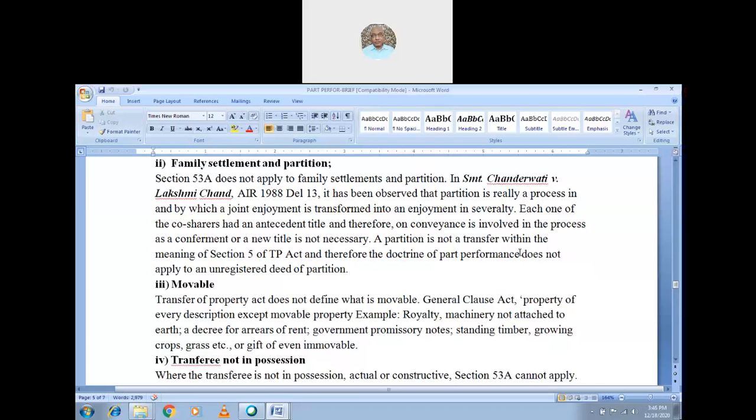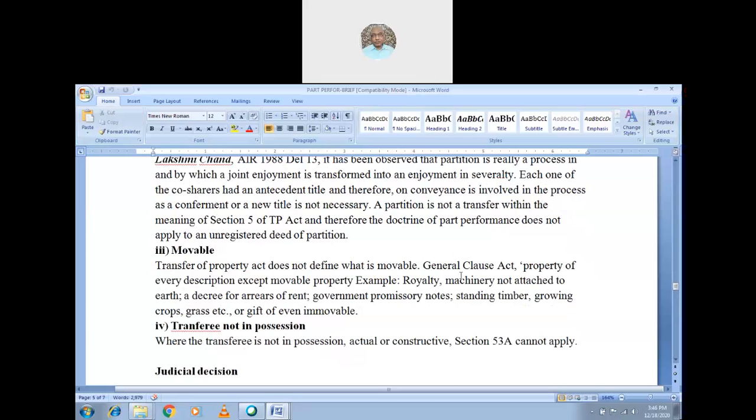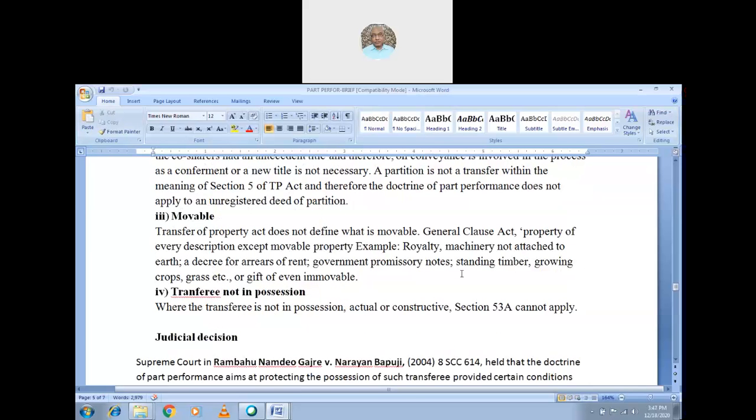So that is the second exception we can say. Now come to the third exception. It's very clear. The subject matter should be immovable property. So the Transfer of Property Act does not define what is immovable property. The General Clauses Act says property of every description except movable property. There is royalty, machinery not attached to the earth, a decree of the arrears, rent, government promissory notes, standing timber, growing crops, grass. So we can say that the subject matter should be only immovable property, not movable property. That is the third exception we will come across.